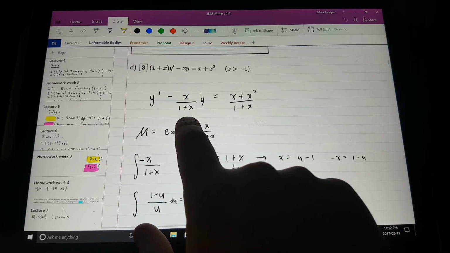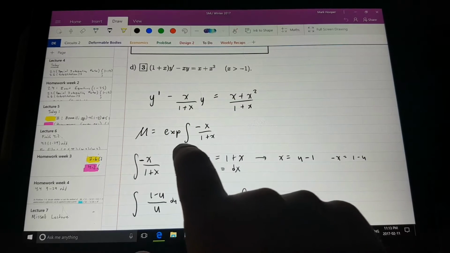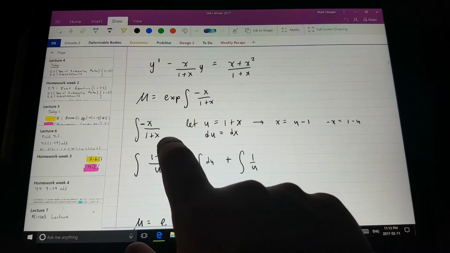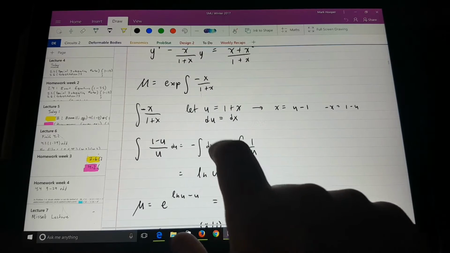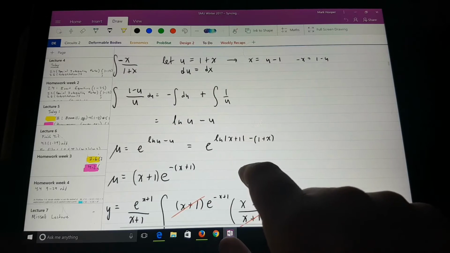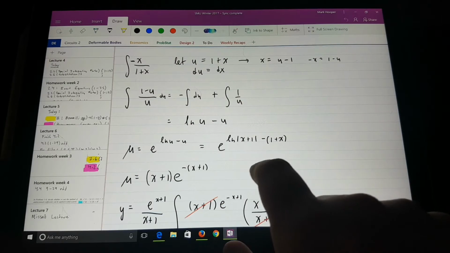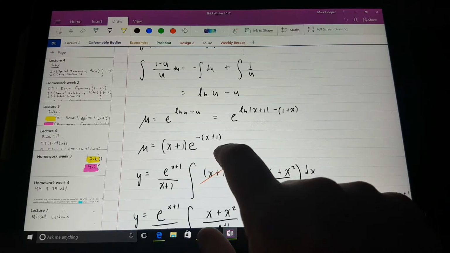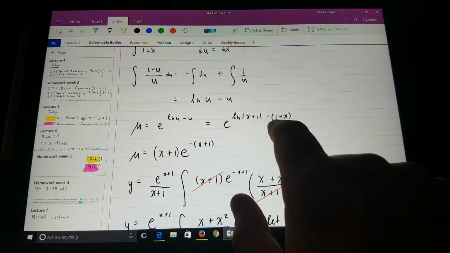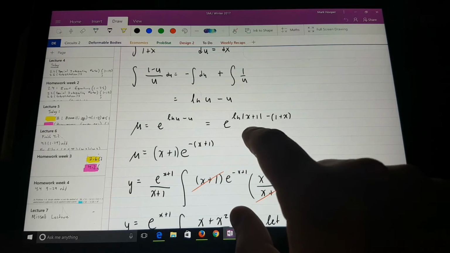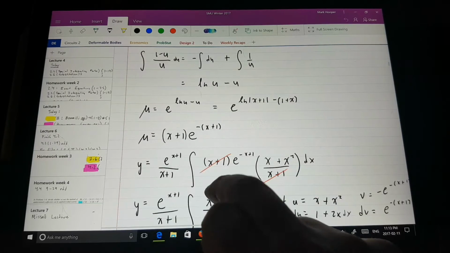So we take this function here that's multiplying the y, that's p of x. So mu is going to be e raised to the integral of that. That's one that we had before, so this should be ln u minus u because there's a negative sign. So it's going to be this, which is this. So mu is going to be e to the ln of that times e to the ln of that, or e to this, right? So you can split those up. So that's e to this times e to that, and then we're going to get this.